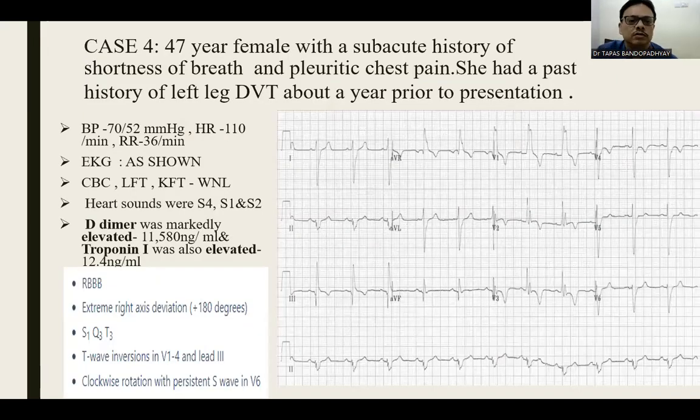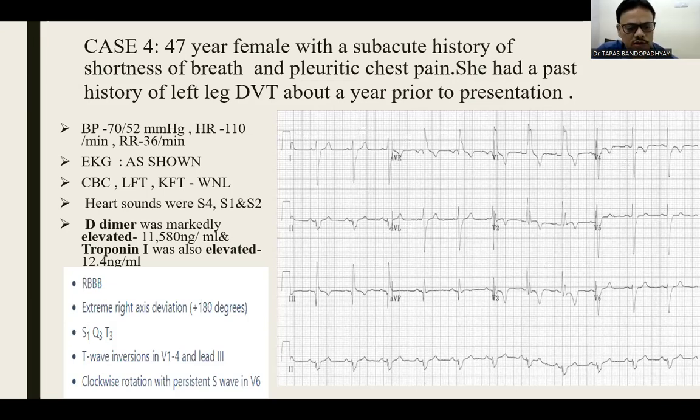This is my fourth case, where a 47-year-old female patient with subacute history of shortness of breath and pleuritic chest pain had past history of left leg venous thrombosis about a year prior to presentation, and you can easily see the ECG. Before that, the blood pressure, there was hypotension, there was tachycardia, there is tachypnea. The ECG showed right bundle branch block. Then there is extreme right axis deviation. There is an S1Q3T3 suggestive of pulmonary embolism or pulmonary infarction.